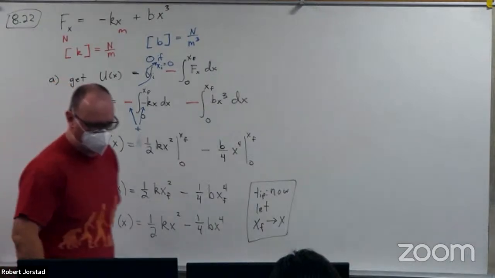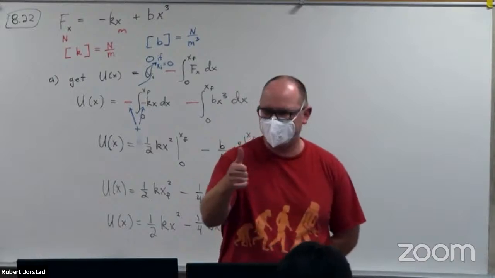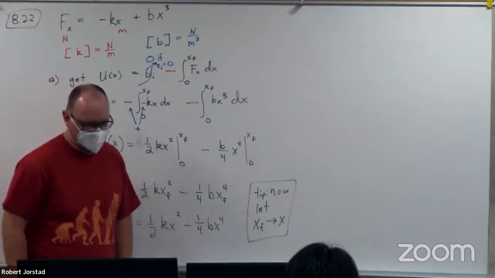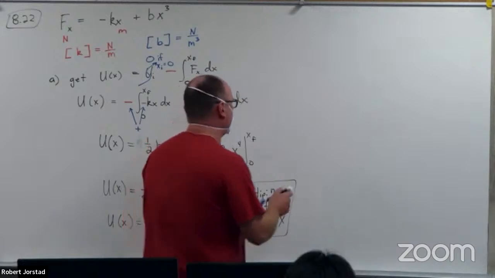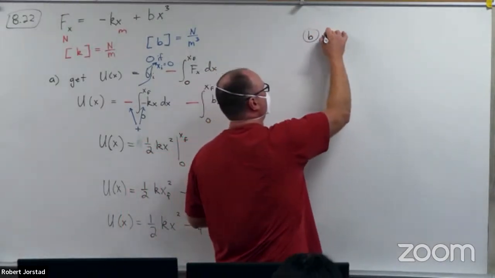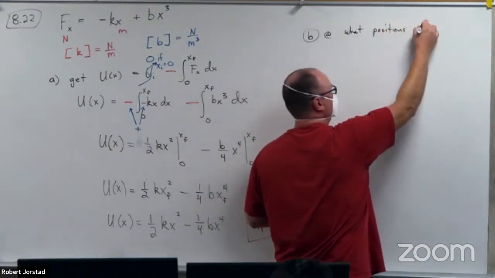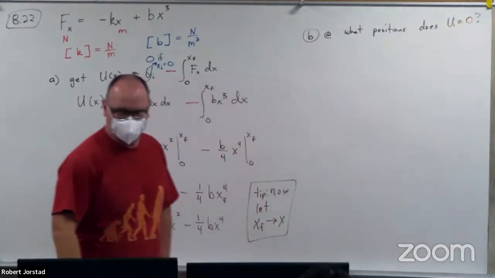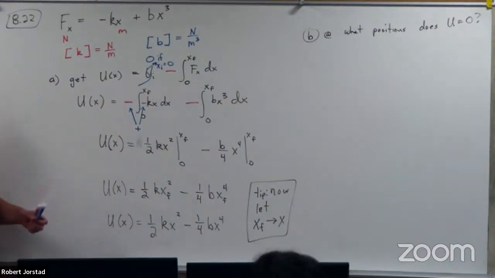All right, piece of cake. Everybody's good with this at this point? Looks like a normal spring, and then there's a small correction. Okay. Part B. At what position does U equal 0? Well, what should we do? Set the U to 0.